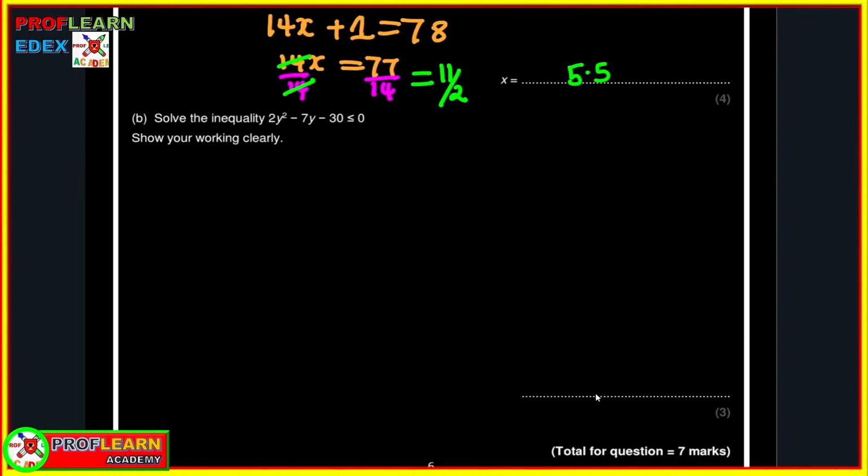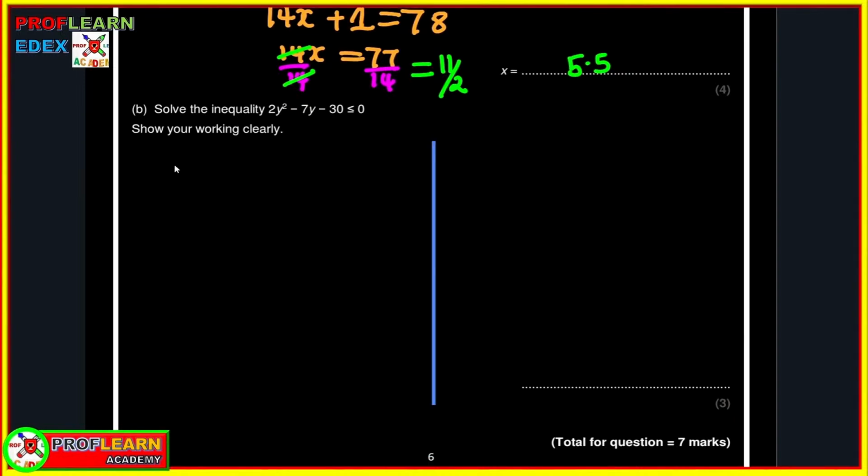Now follow me through. The first thing that we're going to do is treat the inequality as an equal sign. We're going to forget about the inequality, so that we can solve this quadratic equation and get the critical points, the solution of this. So we're going to go ahead and try to work out what the solution is if it was a quadratic equation.